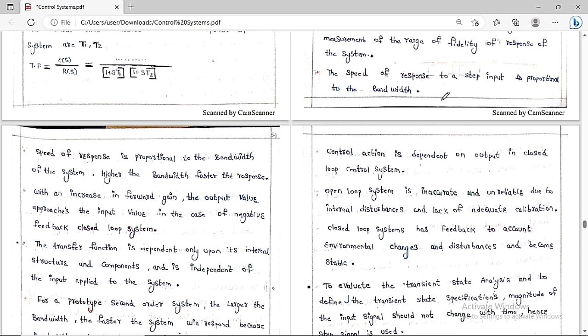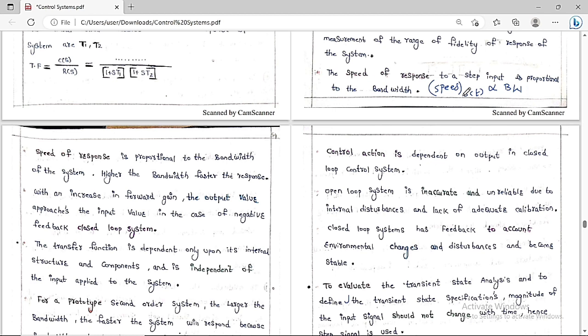So I can write it like this. Basically we can say the speed of the step response, S of t, is always directly proportional to the bandwidth of the system. As the bandwidth increases, the speed of the response to a step input, or step response, is always going to increase. If the bandwidth decreases, the speed of the step response is going to decrease.